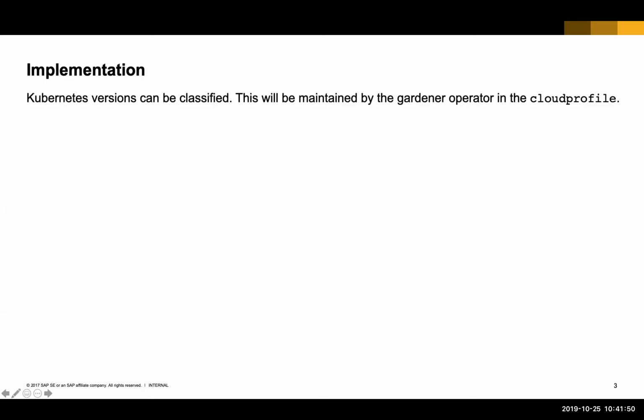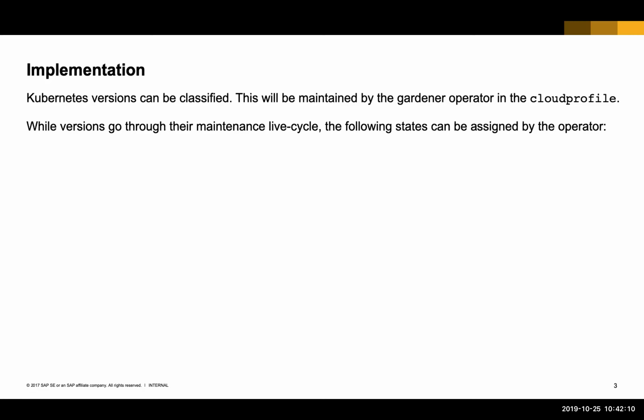So how did we implement this, or how do we plan to implement it? It's an animated slide, yes. Kubernetes versions, it will be possible to classify Kubernetes versions, and this will be maintained by the Garden operator, so the one who operates the Gardener, and this will be done in the cloud profile.